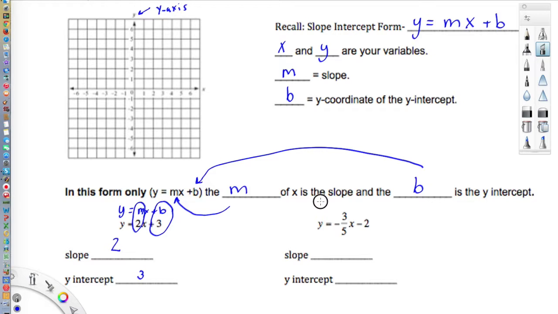Do the same for over here. Just line it up: y is equal to mx plus b. What's my slope? Well, that would be m, and a negative 3/5 is in the m spot. And a negative 2 is in the y-intercept, or the b slot. I hope that was helpful.